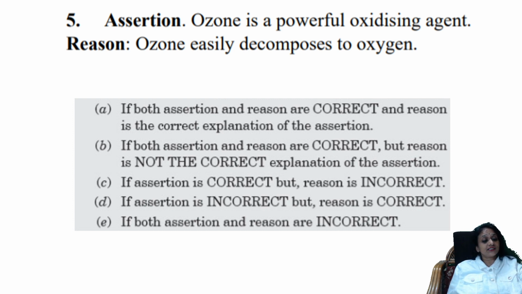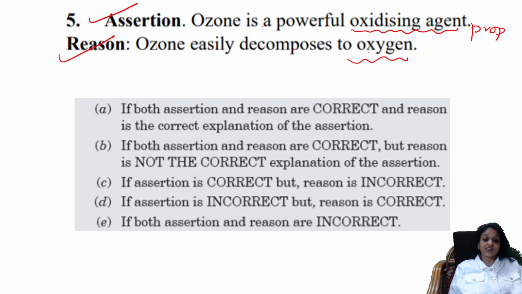Next question, students. Ozone is a powerful oxidizing agent. Ozone decomposes to oxygen. Ozone is an oxidizing agent, yes. Ozone decomposes to oxygen, yes. But the assertion is talking about oxidizing property, and the reason is talking about release of oxygen. Both are different. If it talked about nascent oxygen, but it is talking about a different property, that it is releasing oxygen. So assertion is right, reason is right, but reason is not the correct explanation of assertion.